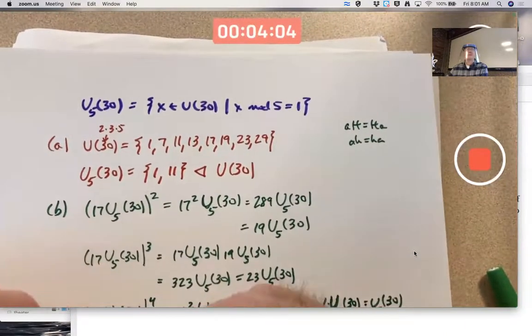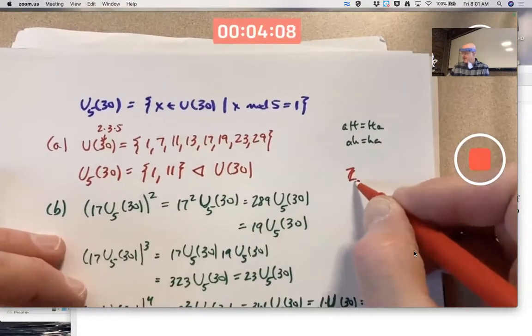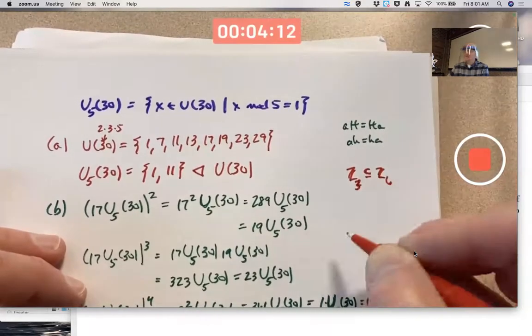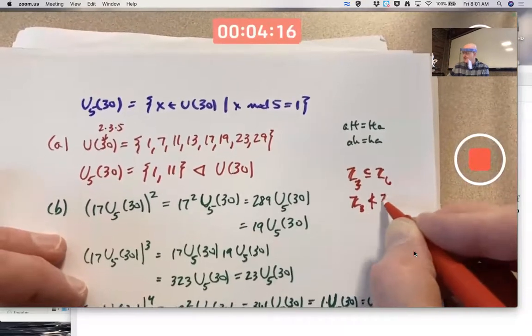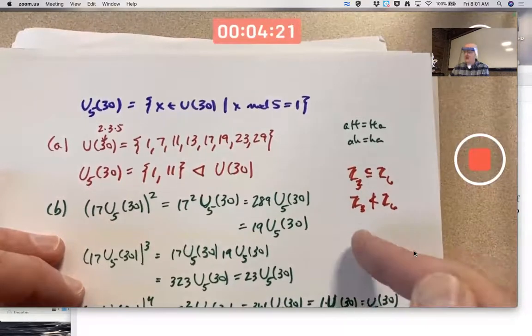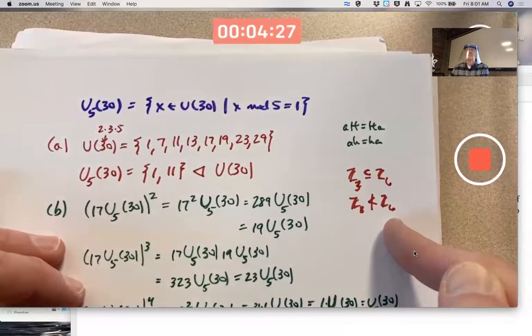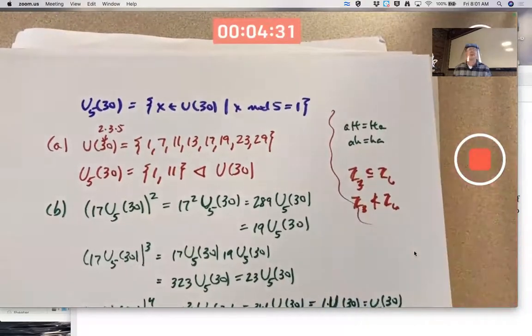Same kind of thing with the Z groups. You know, Z3 is a subset of Z6. But Z3 is not a subgroup of Z6 because the operation is different. Addition mod 3 versus addition mod 6. Subgroups have to have the same operation. Okay, just a little side note that I haven't emphasized in here, but I think I did mention in the lectures.